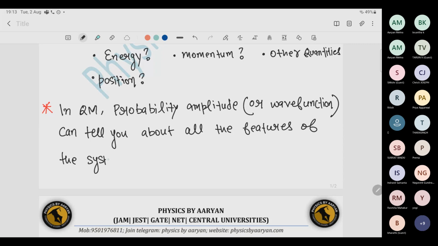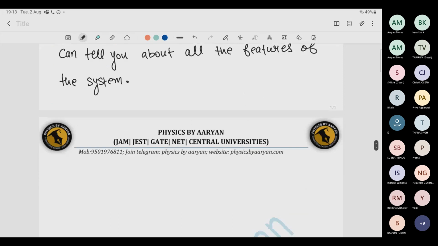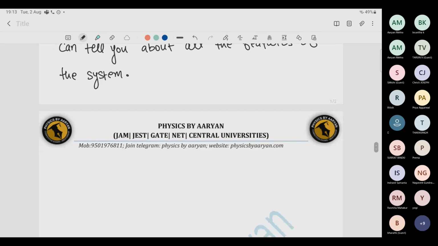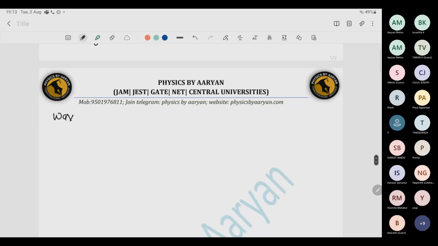So this is a quantum mechanical description. How can it tell everything, and what is this probability amplitude? These are the two questions which should come to our mind. What is this probability amplitude which can tell us everything about the system? And secondly, how can it tell us everything about the system? Okay, so let's deal with the first question. What is this wave function?